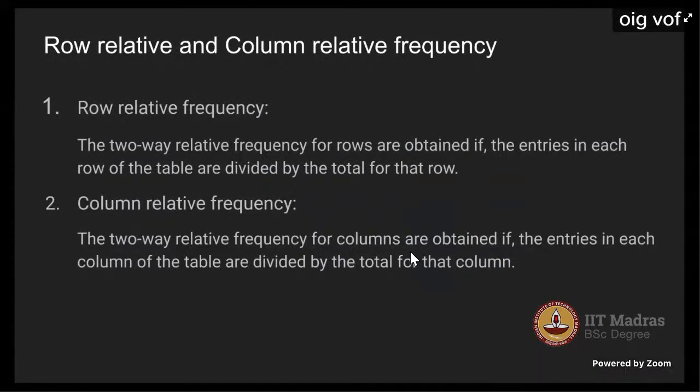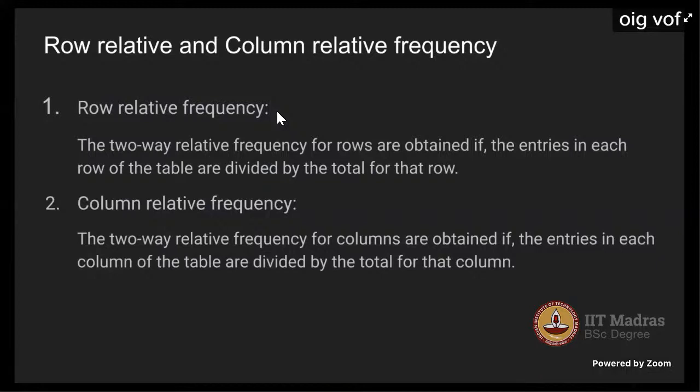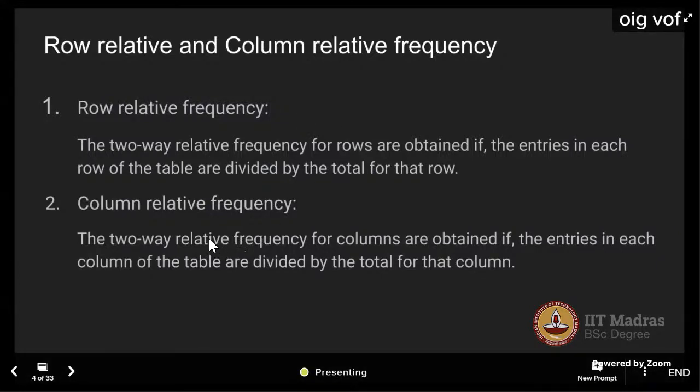Okay, so first we will cover the association between two categorical variables. For that, we make a 2 cross 2 contingency table and then find the row relative and column relative frequencies. The row relative frequency is the relative frequency for that row, in which each entry in the row is divided by the total of that row only. And similarly for the column, we divide each entry of the column by the total of that column.